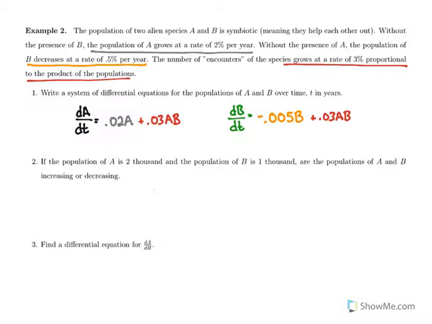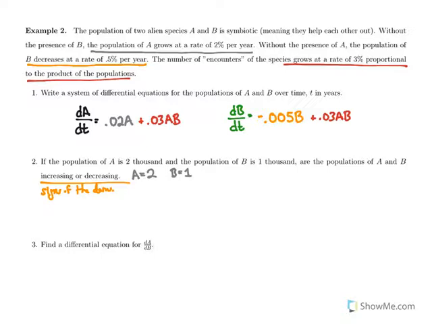And we could say, given this differential equation, if we look at a specific point when the population of A is 2,000 and the population of B is 1,000, are the populations of A and B increasing or decreasing? And we're going to say that A and B are in thousands. So we're going to say here that A is equal to 2 and B is equal to 1. So if we want to find out if the populations of A and B are increasing or decreasing, we want to find the signs of the derivative of both.